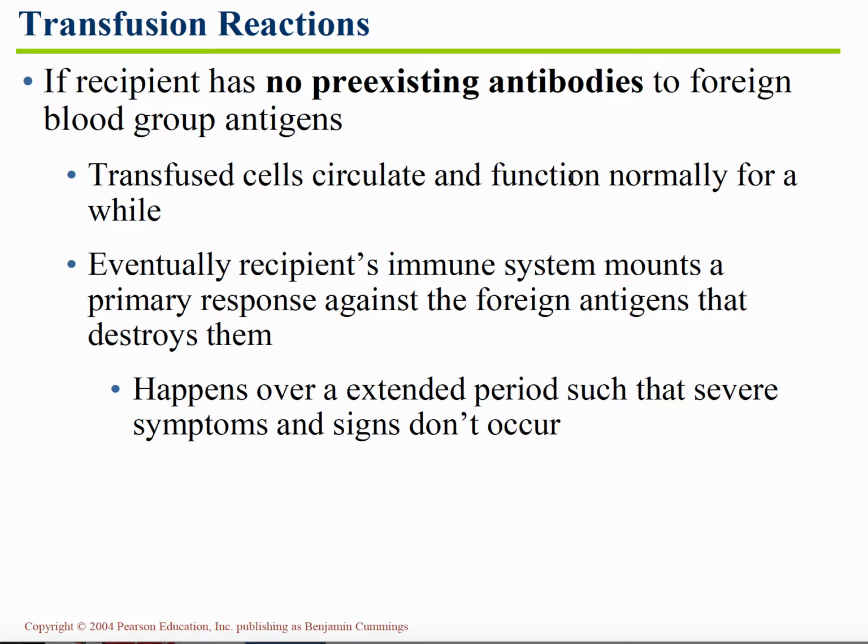Okay? Yes? So AB recipient, O donor. AB positive, universal recipient, O negative, universal donor. If you're O negative, they will call you all the time. Get your blood.